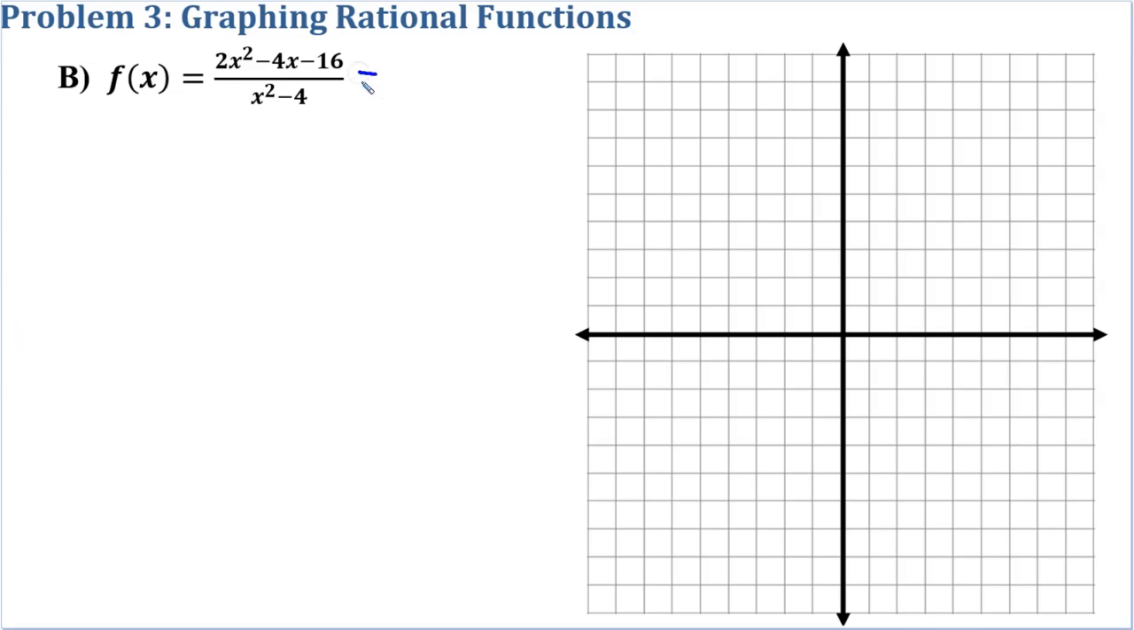Step 1, factor numerator and denominator. In this case, it looks like I can pull a 2 out of the numerator just to make life easier. So some scratch work, I'd have a 2 times x squared minus 2x minus 8. And once I do that, it looks like I get the same factorings I had in my denominator earlier: x minus 4 times x plus 2.